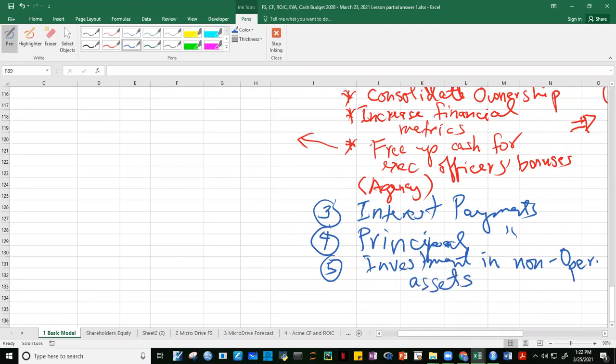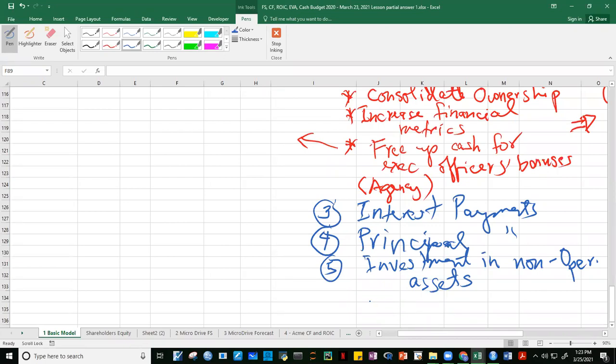Investments in non-operating assets. So the free cash flow can be used to invest in non-operating assets. Remember, guys, in the free cash flow, we have already removed the operating requirement for operating assets, di ba? Natanggal na natin yon. So yun ang unang binawas. So kung may natira sa free cash flow, pwede nating i-invest yan sa non-operating assets.